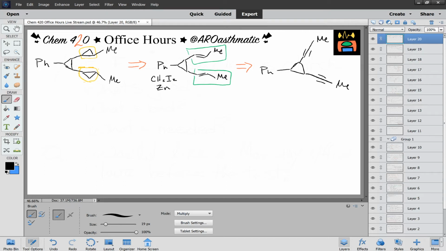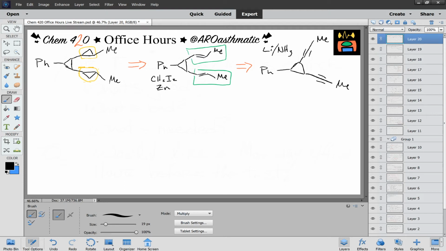And to get the trans partial reduction, this is where you use lithium and ammonia, NH3. That would give you the trans alkenes. The cis partial reduction comes from Lindlar's catalyst. So we could go either way, but for this particular problem, we need trans.